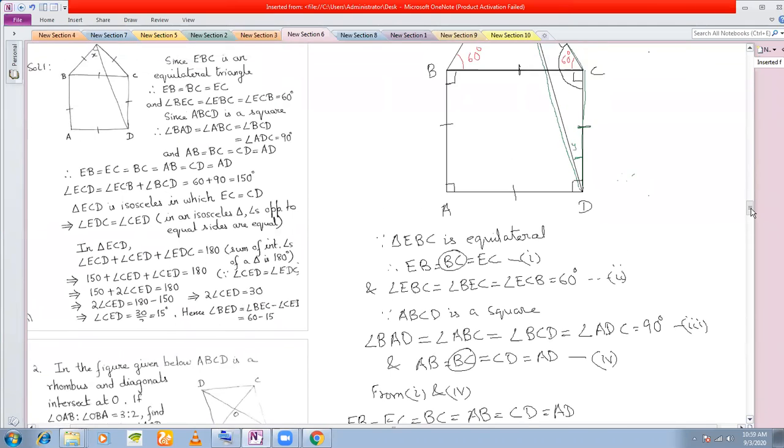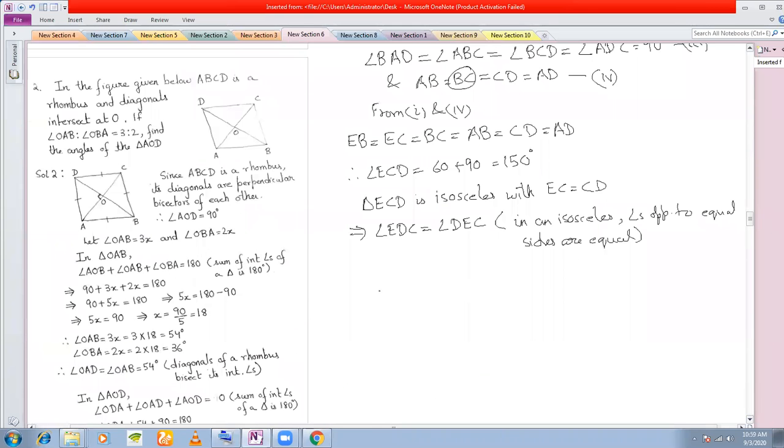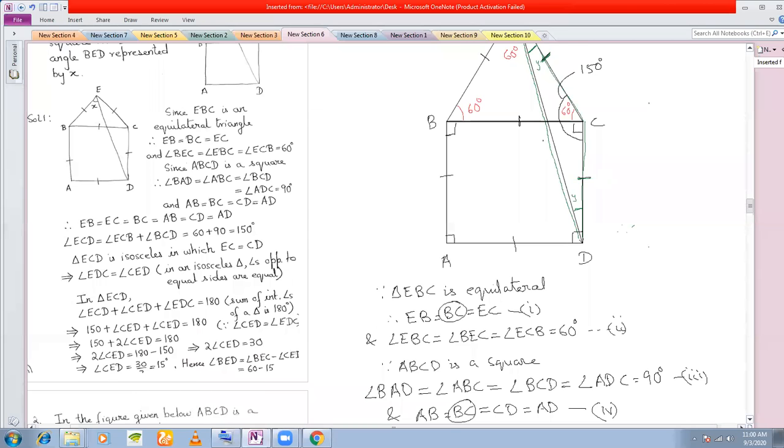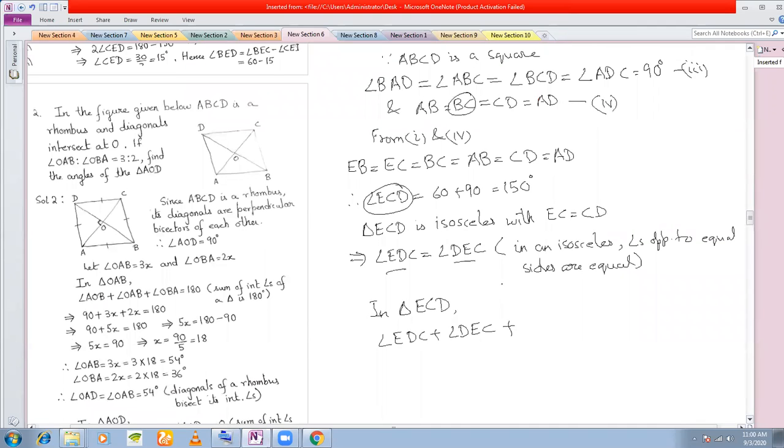So therefore, this is an isosceles triangle in which these two angles are equal. Now we'll say that in triangle ECD, angle EDC plus angle DEC, that is these two angles that I've shown to be equal, plus the third angle. What is the third angle? The third angle is angle ECD, this one, the 150-degree one.